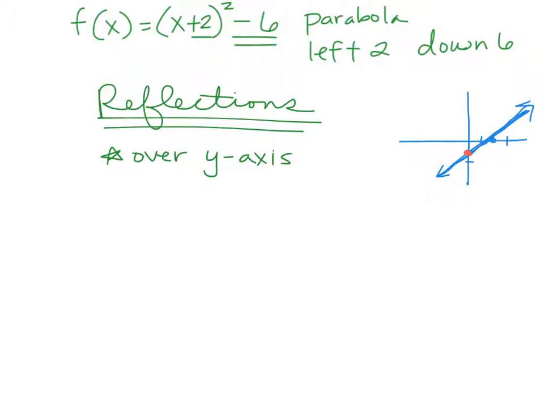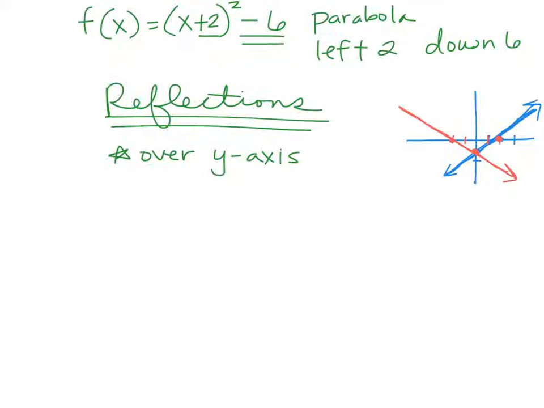So when I reflect this over the y-axis, where is this point going to fall? The exact same spot, right? Right where it is. This point is going to go where? 2 to the left of the y-axis, right? Right now it's 2 to the right. I'm going to flip over the y-axis, so it's going to end up over here. So that means my new graph, when I reflect over the y-axis, is going to look like that.